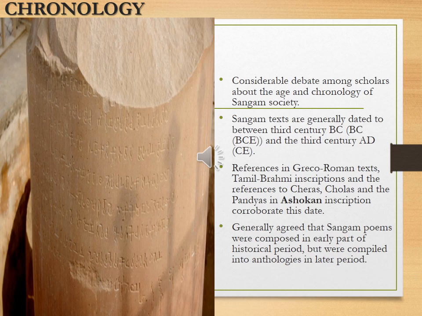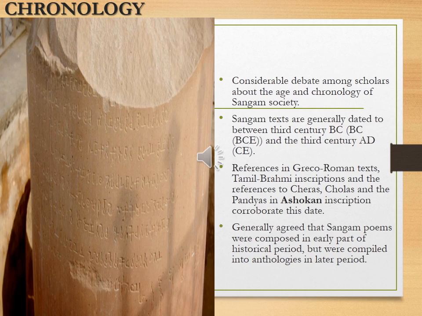It is generally agreed that the Sangam poems were composed in the early part of the historical period, but were compiled into anthologies in the later period. So what was commonly agreed? The Sangam poems were composed in the early part of the historical period, but they were compiled into anthologies.